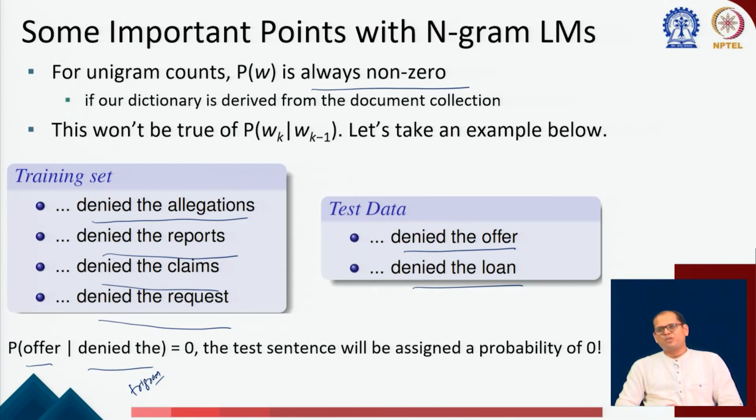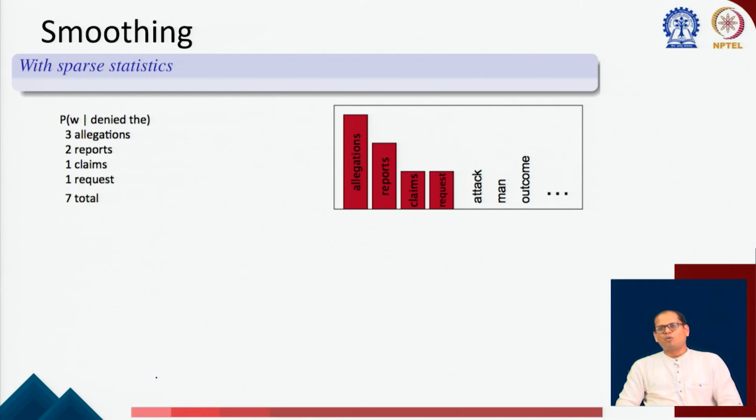You do not want a 0 probability; you want some way to give it a reasonable probability estimate, and that is what is called smoothing. You want to smooth it out so that you do not get the 0 probabilities. So, what is the idea of smoothing? We will discuss a very simple idea here.